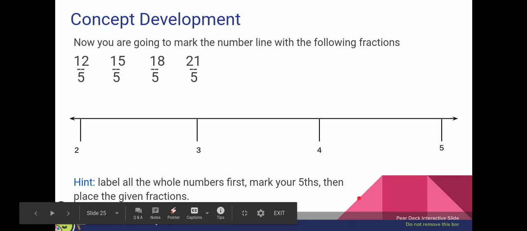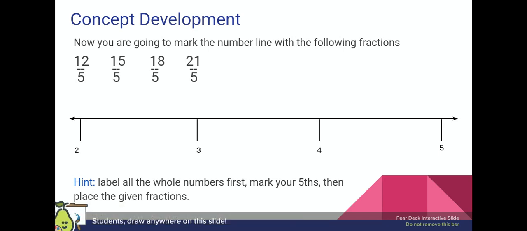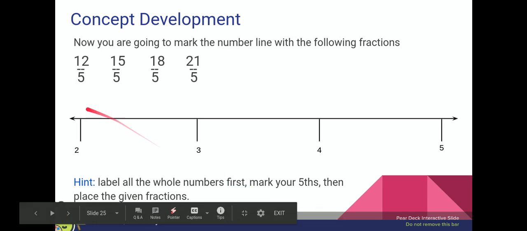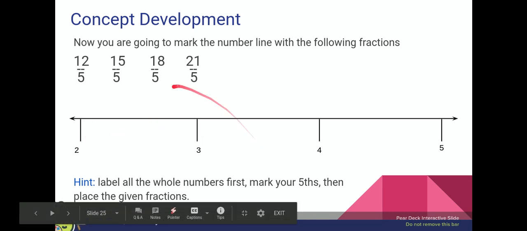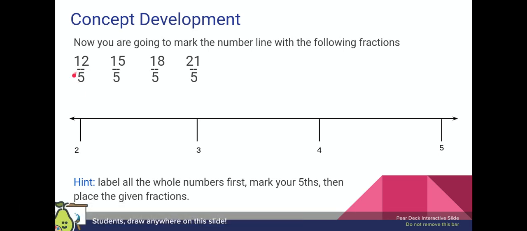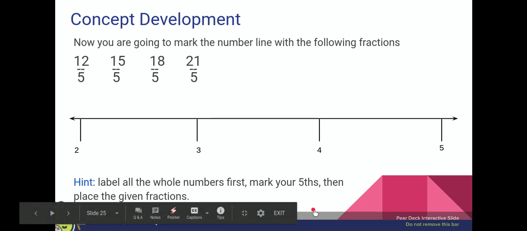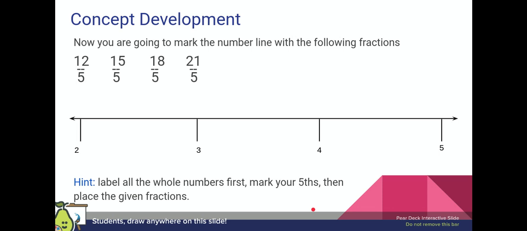All right, my friends, this is where you're going to do more of the work now. Remember, let's label our whole numbers, mark all your fifths, and then place the given fractions on those spots. So when you're doing this, make sure that you divide them up equally. Looking at your denominator, how many are you going to divide each part into? Correct. You are going to do it into fifths. I'm going to give you a few minutes to go ahead and do that. Remember, if you need more time, go ahead and pause the video.